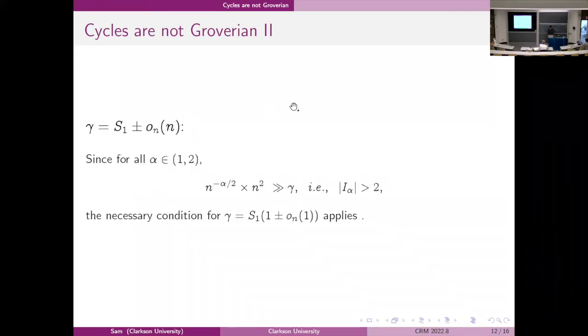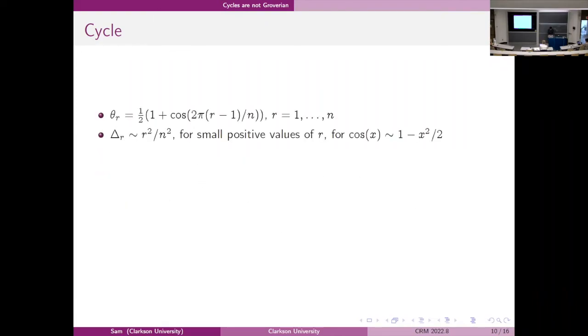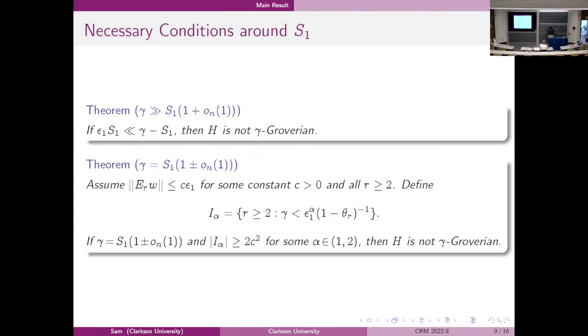And when gamma is around S1, this time we have to check how many eigenvalues lie in the set I alpha, and we just need to check this condition here. It's n to the minus alpha over 2 multiplied by n squared. This is bigger than gamma. Let me go back. Okay, it's checking this one here. So gamma is already given. By assumption, it's around S1, so this is of order n.